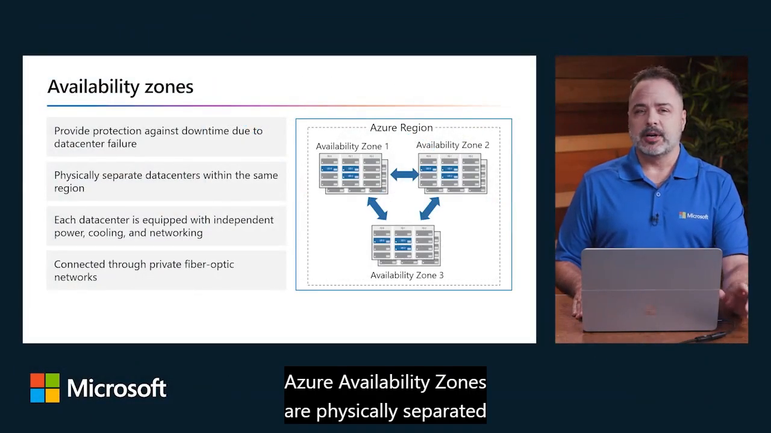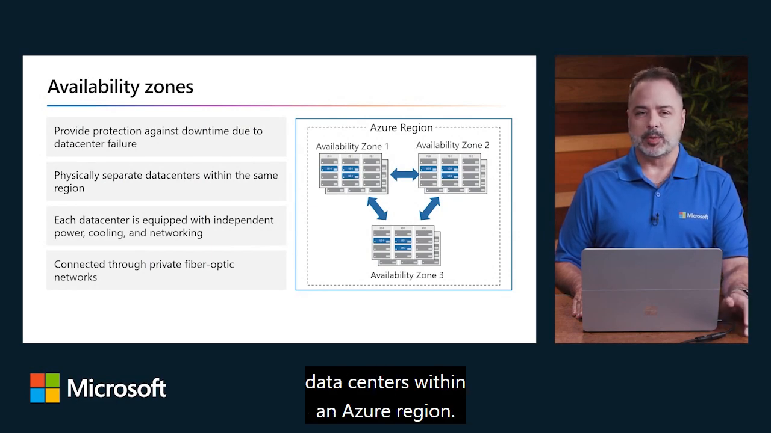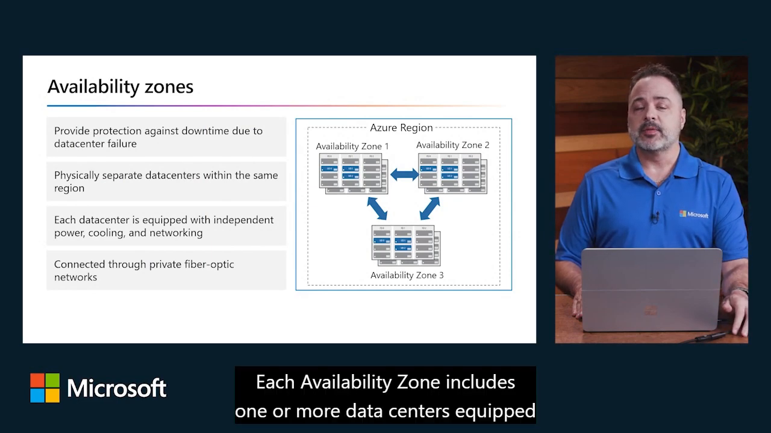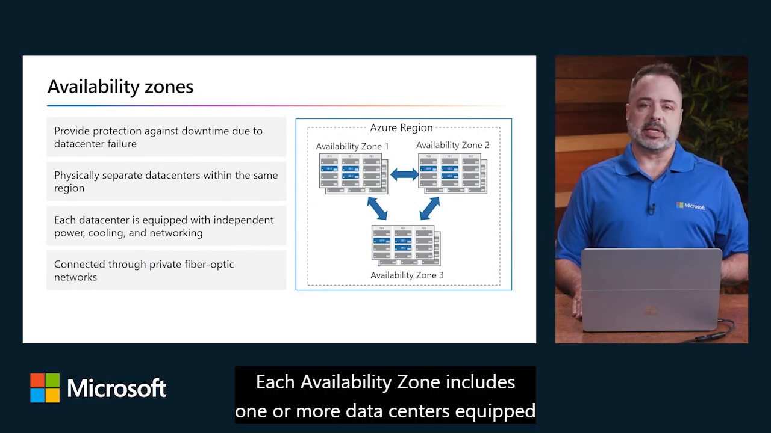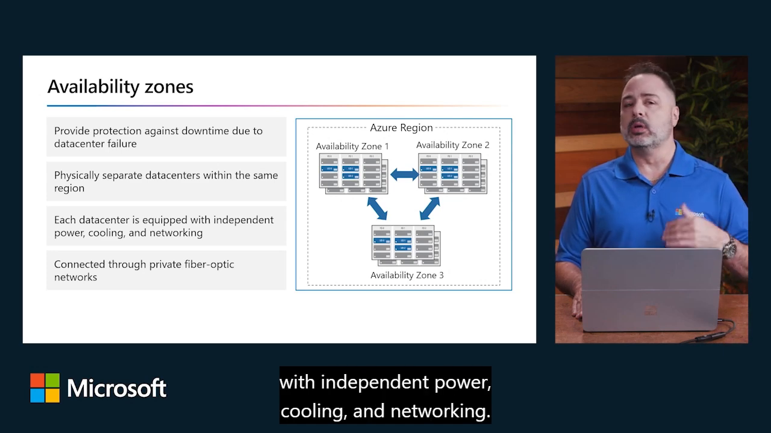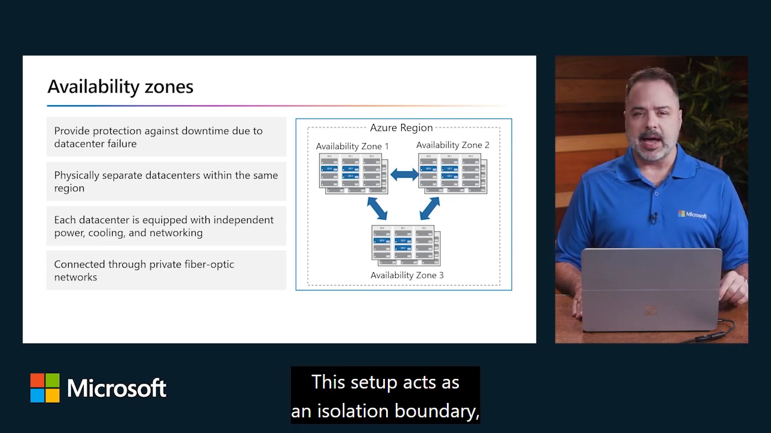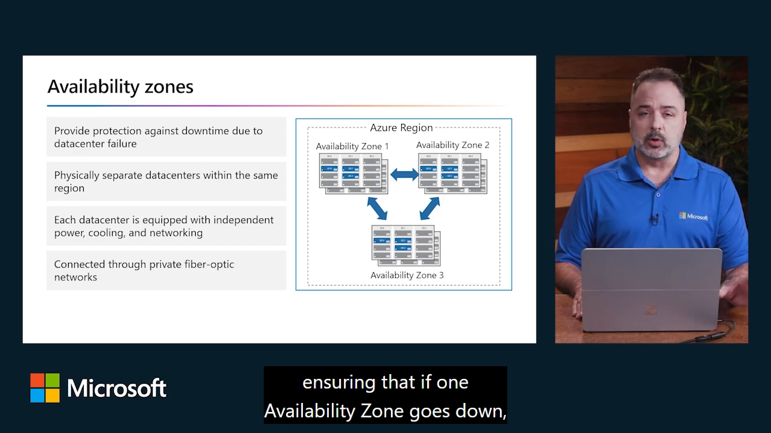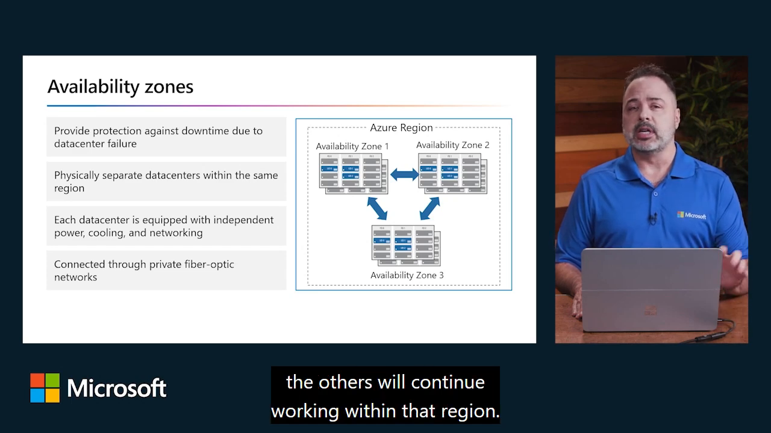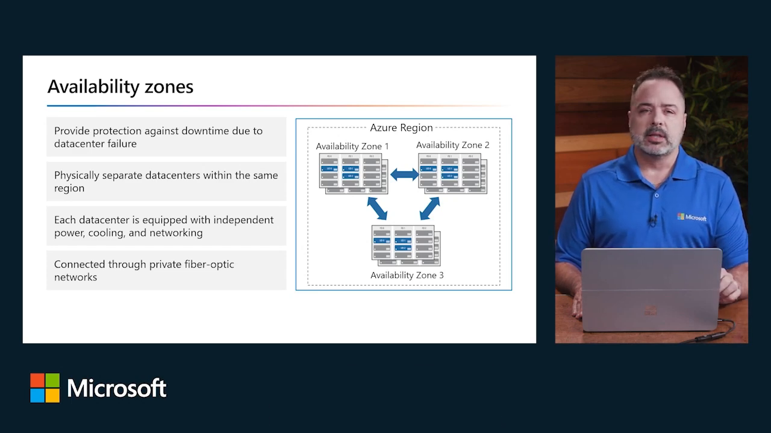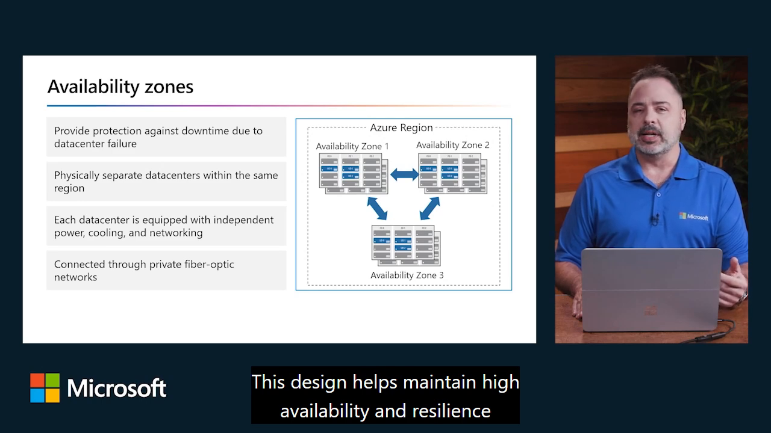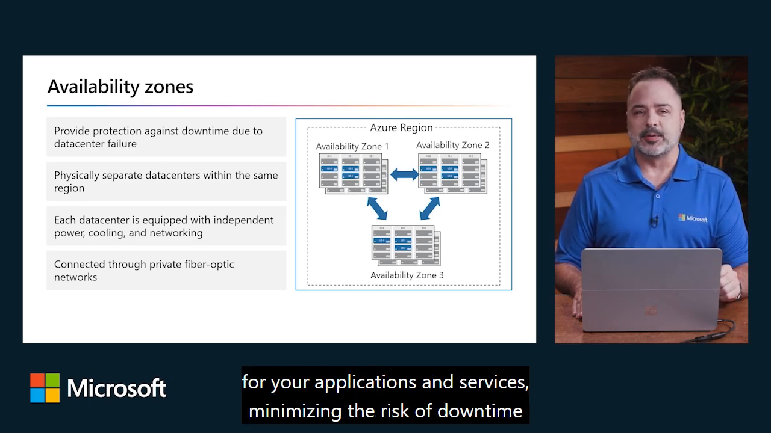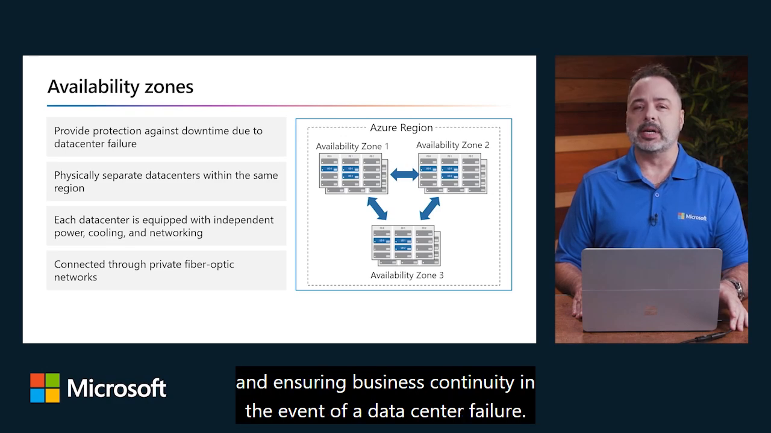Azure Availability Zones are physically separated data centers within an Azure region. Each availability zone includes one or more data centers equipped with independent power, cooling, and networking. This setup acts as an isolation boundary, ensuring that if one availability zone goes down, the others will continue working within that region. This design helps maintain high availability and resilience for your applications and services, minimizing the risk of downtime and ensuring business continuity in the event of a data center failure.